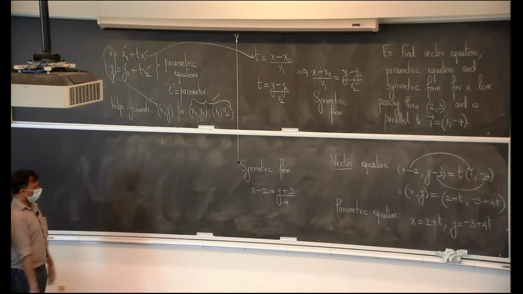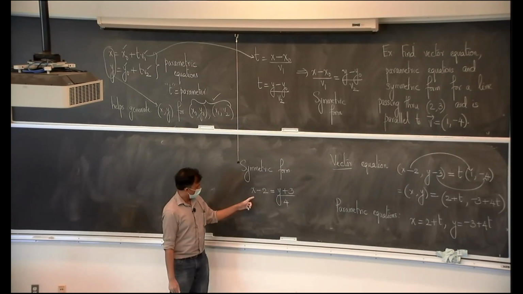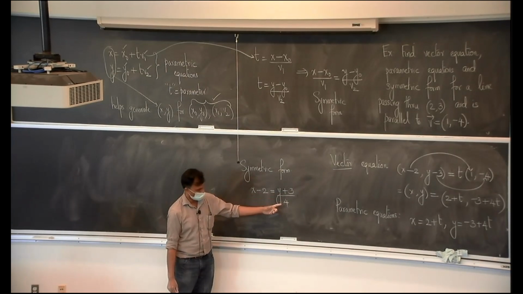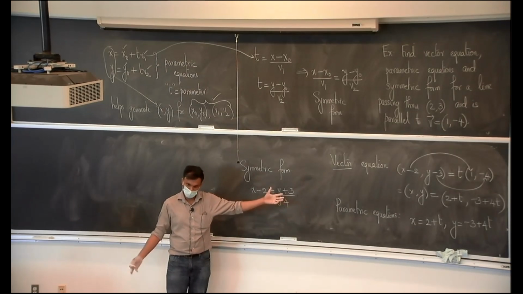So if somebody is asking you, is the point 1, 1 on the straight line? I don't know, right? But you could plug it in here. Is the point 1, 1 on the straight line? 1 minus 2 is negative 1. 1 plus 3 over 4 is 1. Negative 1 is not equal to 1. So the answer is no.